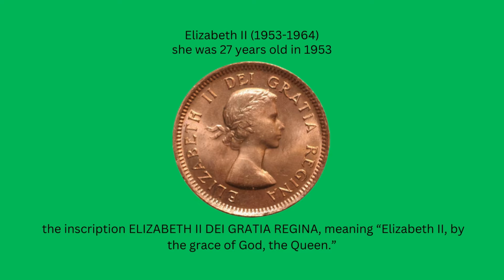Elizabeth II was our sixth effigy, from 1953 to 1964. She was 27 years old in 1953, so this effigy of Queen Elizabeth is also known as a young head. This is also her first of 4 effigies. The inscription on this effigy is Elizabeth II, Dei Gratia Regina, meaning Elizabeth II, by the grace of God, the Queen.